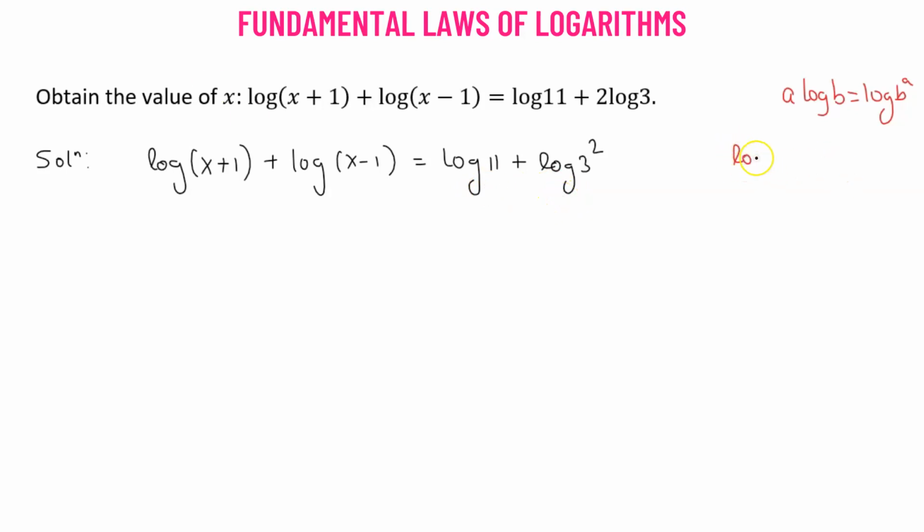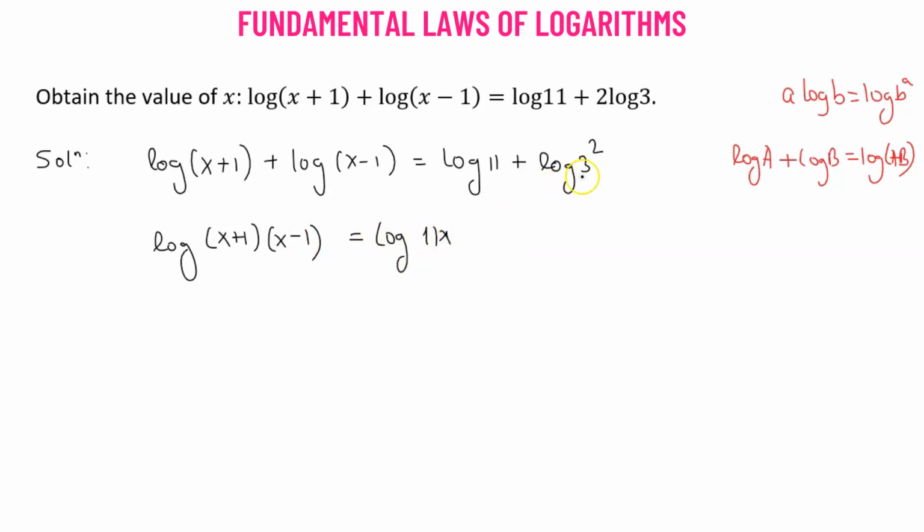Using the property, if we have log of a added to log of b, then the result is equivalent to log of a times b. So let's use this property. We have log of x plus 1 plus log of x minus 1, so we have log of x plus 1 multiplied by x minus 1. This is equal to log of 11 multiplied by 3 squared. So 3 squared is 9.